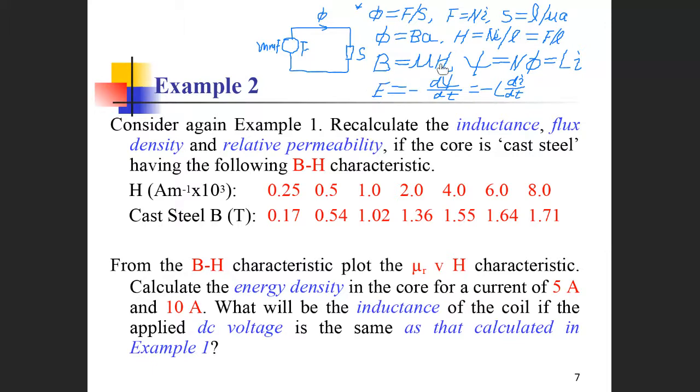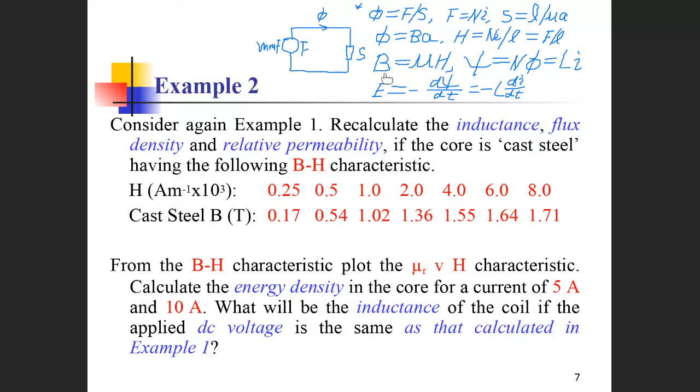On the other side, look at H. H depends on the strength of the current. The bigger the current, the bigger H. But a bigger current does not necessarily mean a bigger B, because it depends on mu. If mu is very small, B is small. If mu is bigger, B is bigger.